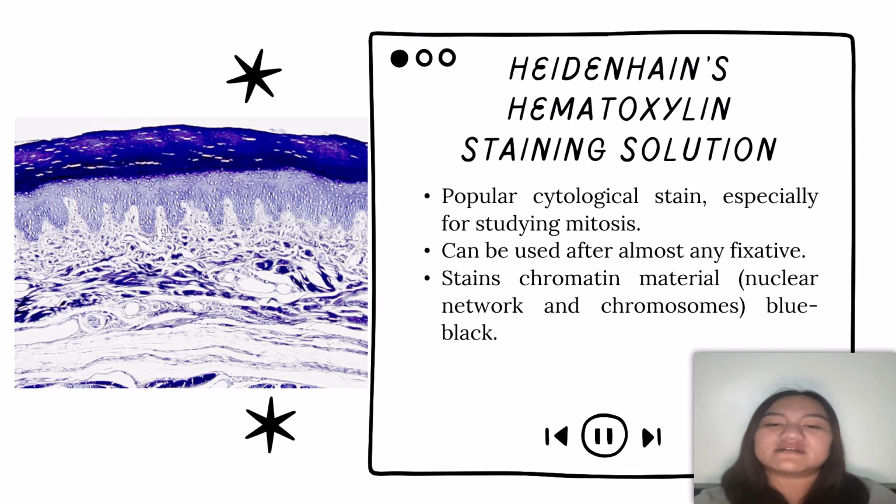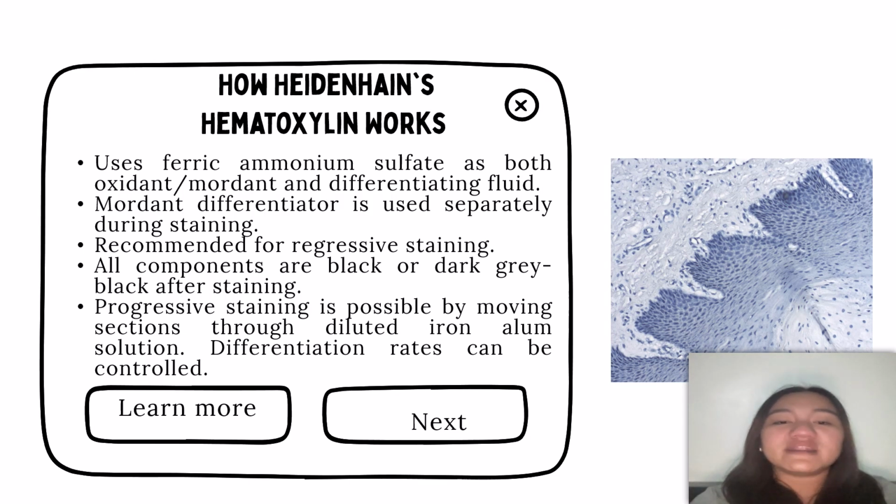Heidenhain's hematoxylin staining solution is a popular cytological stain, especially for studying mitosis, and can be used after almost any fixative. It also stains chromatin material like the nuclear network and chromosomes blue-black. How does Heidenhain's hematoxylin work? We use ferric ammonium sulfate as both oxidant and mordant and differentiating fluid. The mordant differentiator is used separately during staining, and it is recommended for regressive staining.